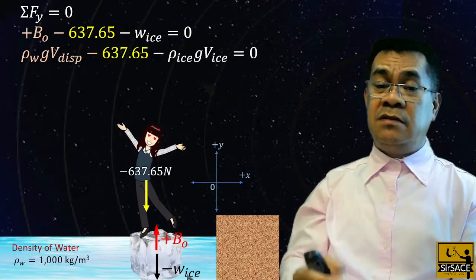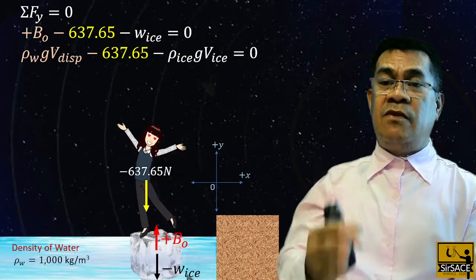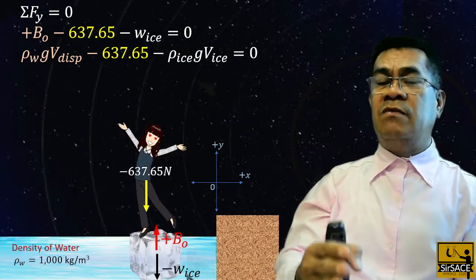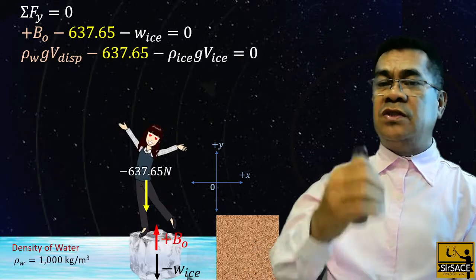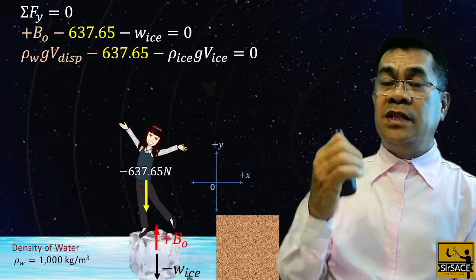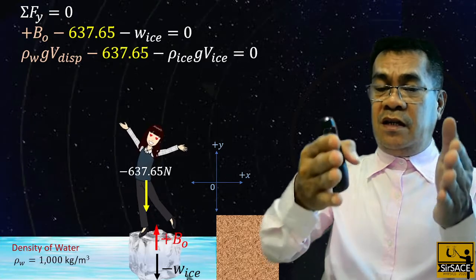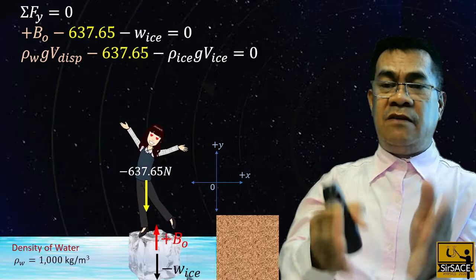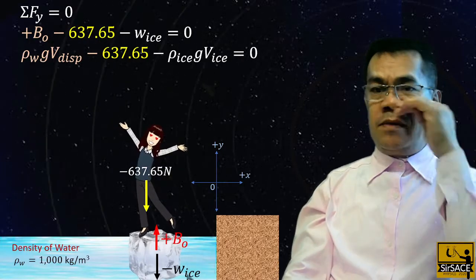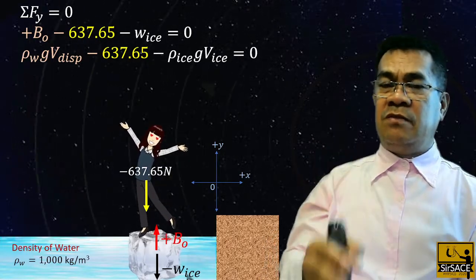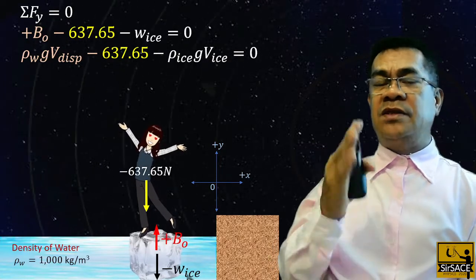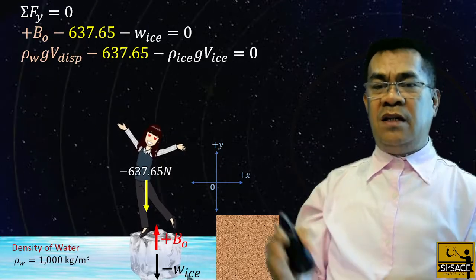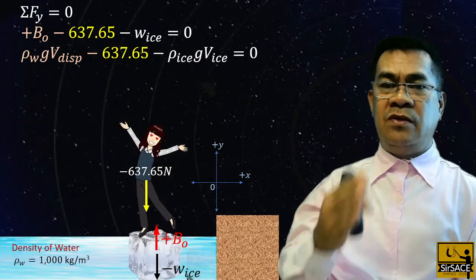Take note, buoyant force is the weight of the fluid displaced. And the weight of the fluid displaced is the density of the fluid, which is water, times the acceleration due to gravity, times the volume displaced. The occupied space of the ice is actually the volume displaced. Then subtract the weight of the woman, then minus the weight of the ice. Again, we learn that the weight of any substance is rho g V.